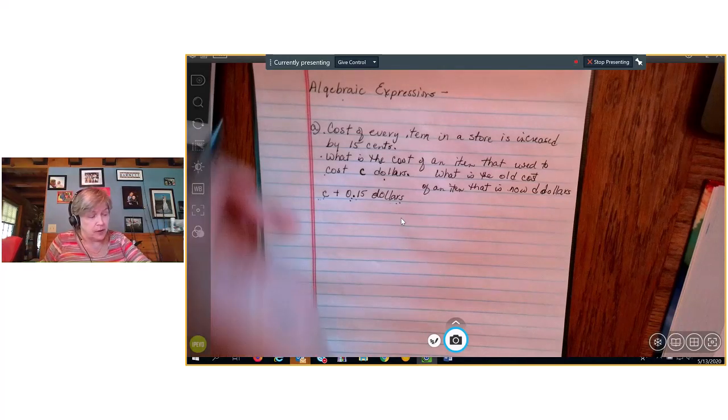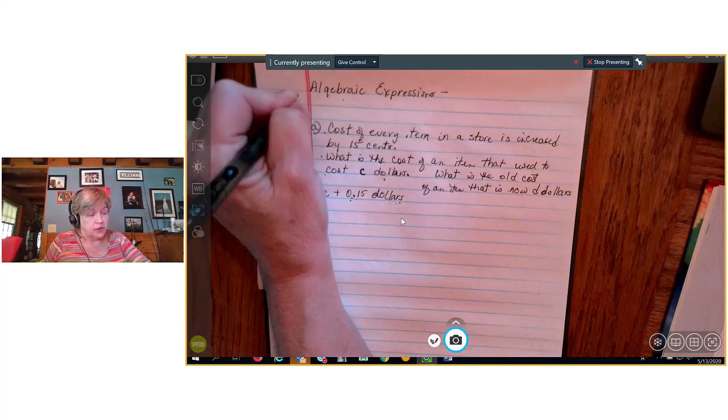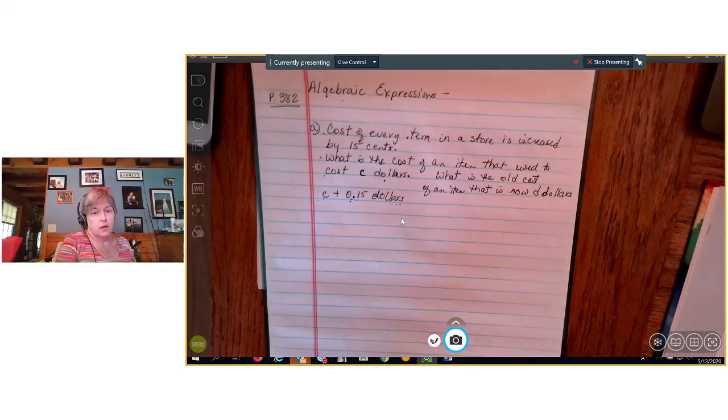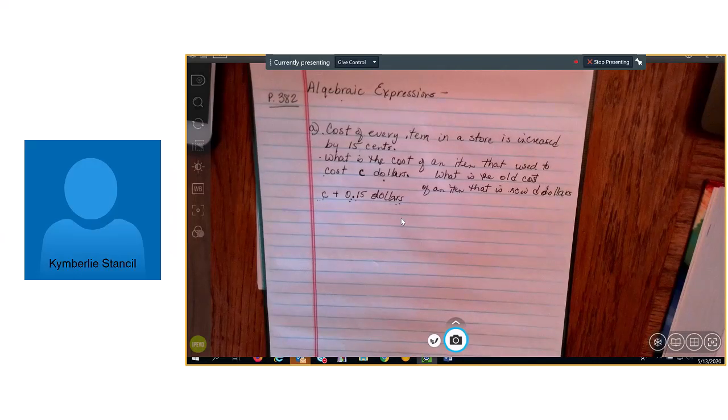Page 382 in the book. When you get onto your ebook, you can see page 382, and this is an example. The ebook is on MyLabs Plus, isn't it? Right? Yes, ma'am. Okay, thank you.